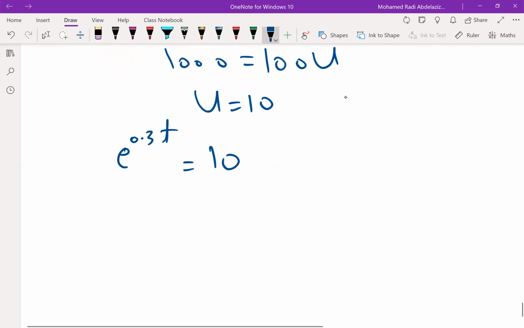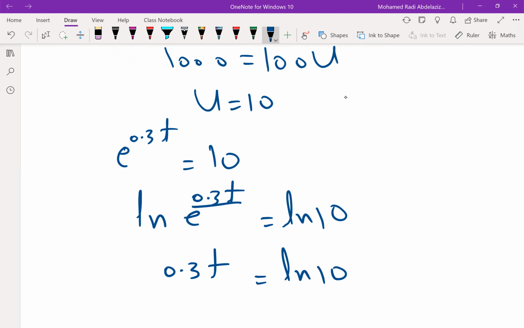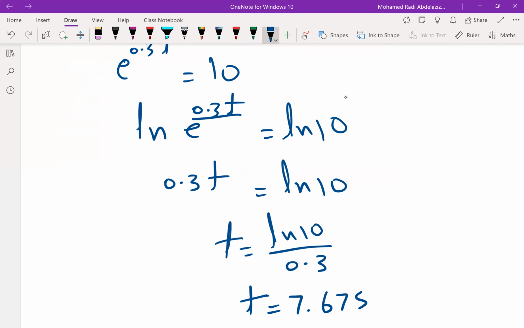To get the value of t, take ln of both sides. You will get ln 10. Then drop the power, so 0.3t ln e, which is equal to 1, is equal to ln 10. So t is equal to ln 10 divided by 0.3, which is equal to 7.675.